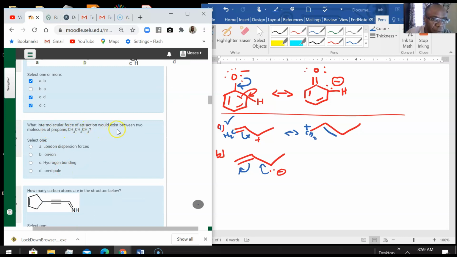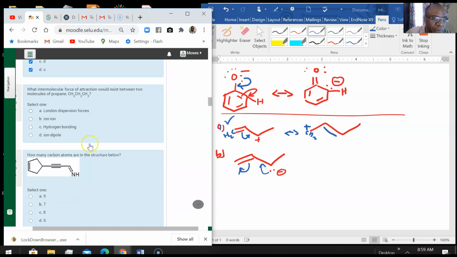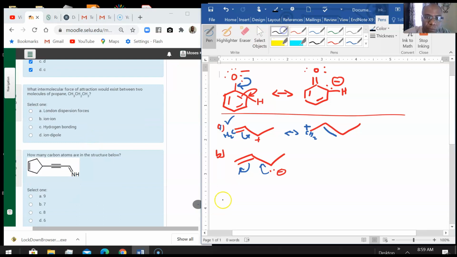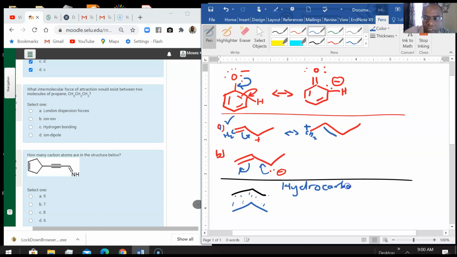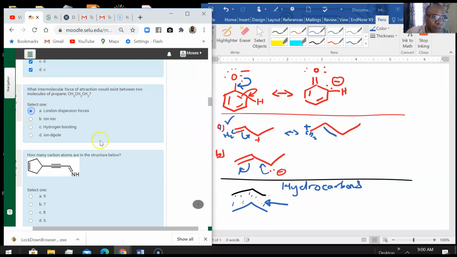What intermolecular force of attraction would exist between two molecules of propane? Now if you look at propane, it is all a hydrocarbon. So let me see, I drew the wrong structure. It's a 3-carbon structure. It's carbon and hydrogen. So if you bring another molecule, carbon or hydrogen, there's no electronegative element. So all that you have in hydrocarbons, like we said in the lecture, hydrocarbons will always have the London dispersion forces, otherwise called weak van der Waals forces.